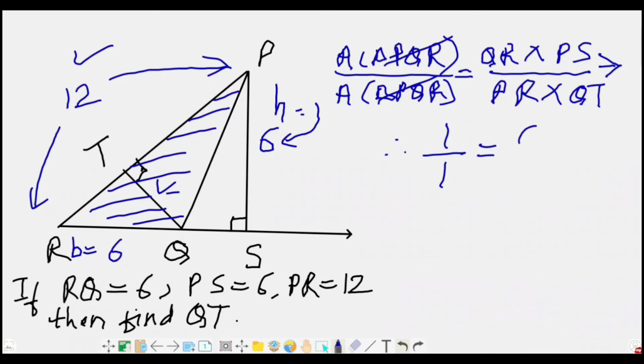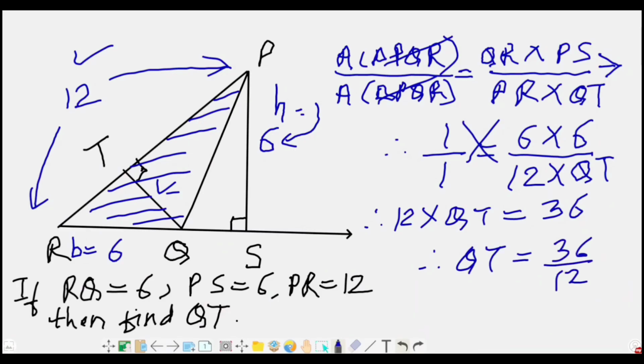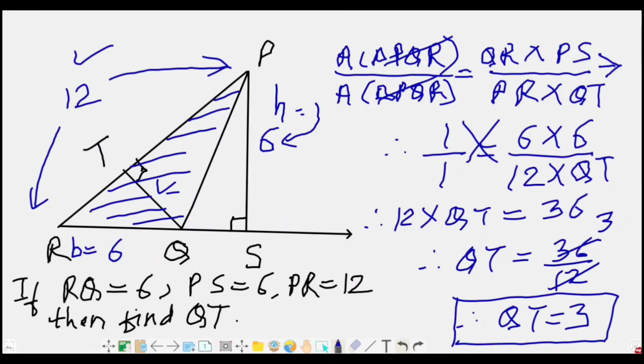QR, you know, is 6. PS is also 6. PR is 12. You are asked to find QT. Now you can cross multiply. So your 12 into QT will be 6 into 6, which is 36. So your value of QT will be 36 by 12. 12 ones are 12, 12 threes are 36. So your QT will be 3. So we have applied the same concept to calculate the value of QT.